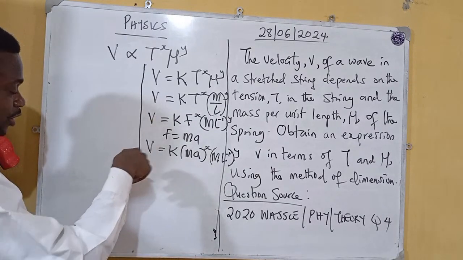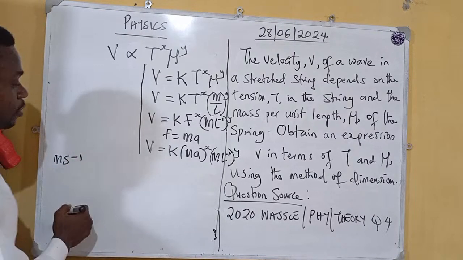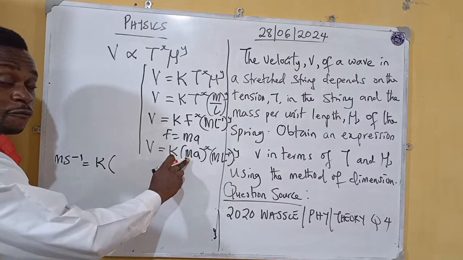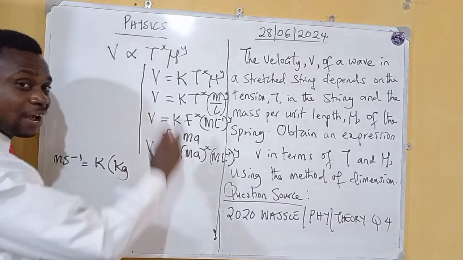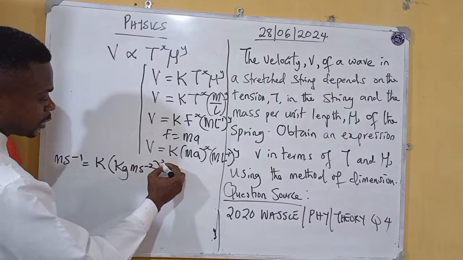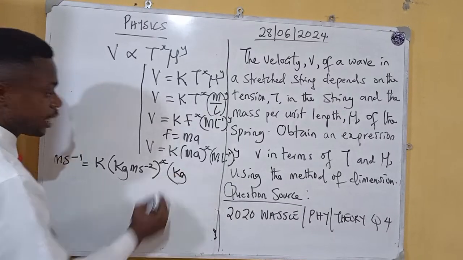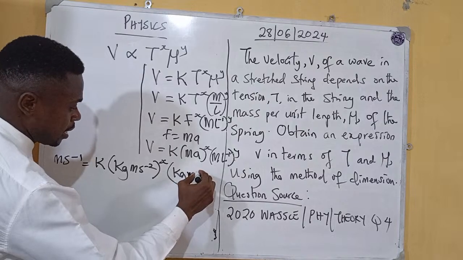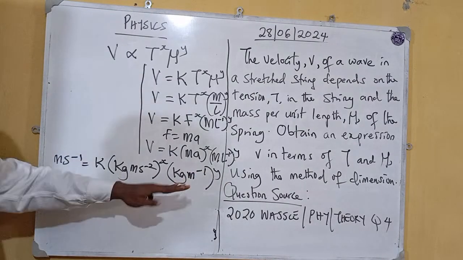So the SI unit of velocity is meter per second. It is equal to K, bracket open. That of mass is kilogram. That of acceleration is what? Meter per second squared. So meter per second squared, or bracket raised to power what? X. That of mass here is what? Kilogram. Length is what? Meter. So per meter, or raised to power Y. We have succeeded in getting them to their what?